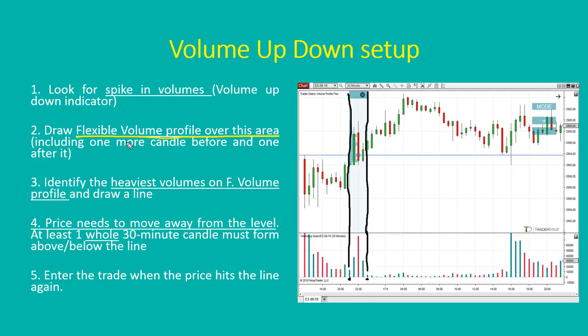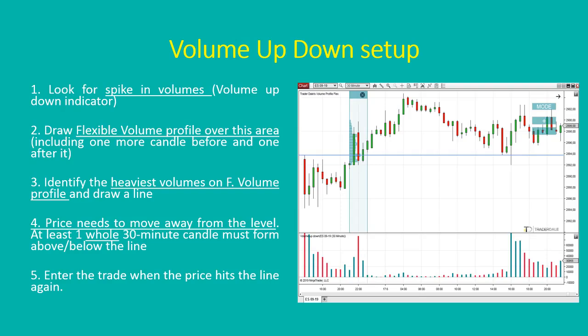So you draw the flexible profile over the area with heavy volumes, including one more candle before. This is the one more candle before, and one after it. This is the one after it. So you draw the profile over this area. By the way, I'm using a 30-minute chart, I forgot to say.